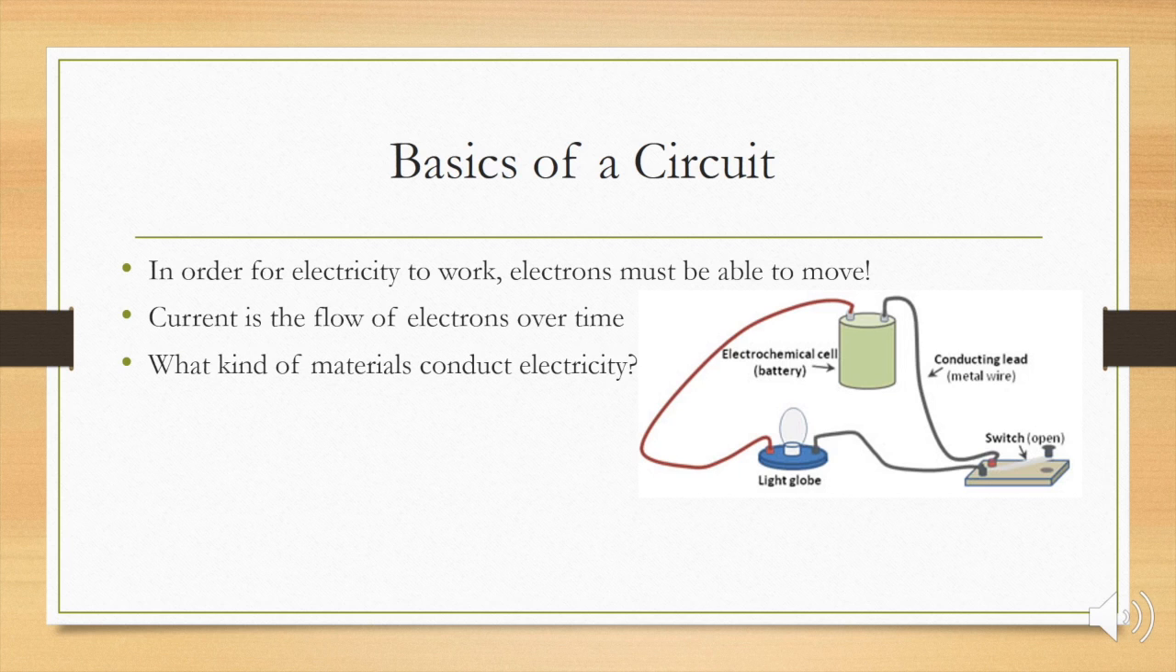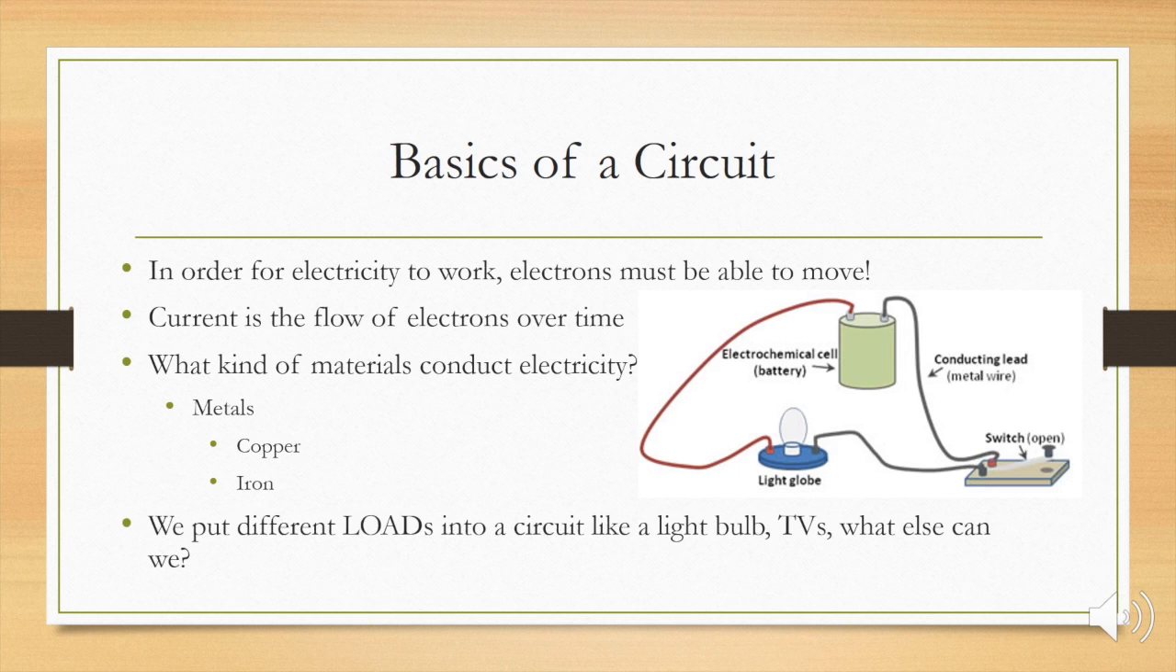So what kind of materials conduct electricity? Metals, like copper or iron. Also water and air can conduct some electricity. Then we put different loads into a circuit, like a light bulb or a TV. So what else can you think of as a load?